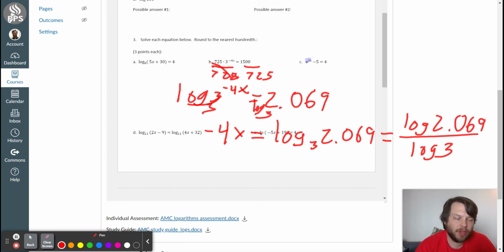Okay. You can also type it into a calculator. There are some calculators online that have a log base function, or you can use the change of base formula. And so I'm using my calculator on my phone.